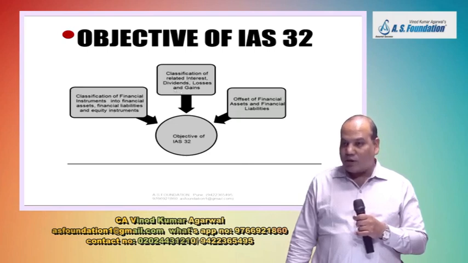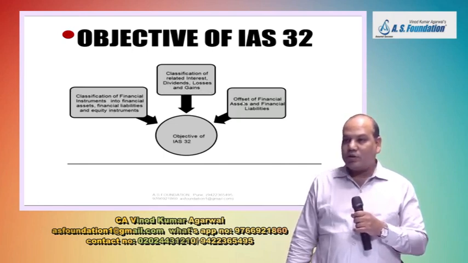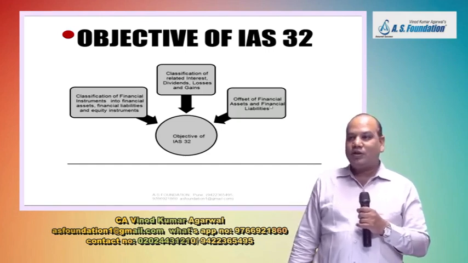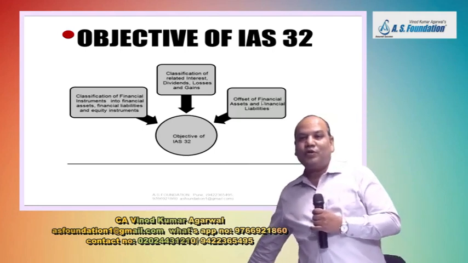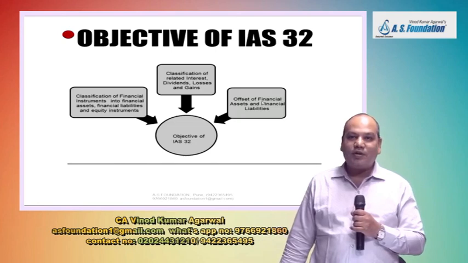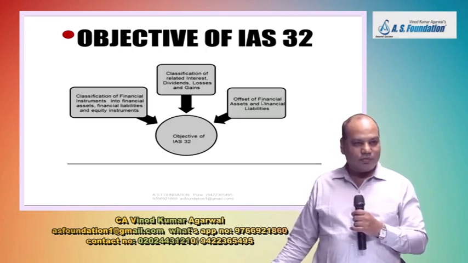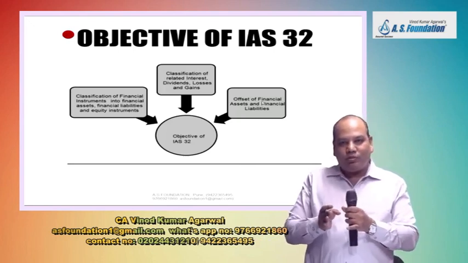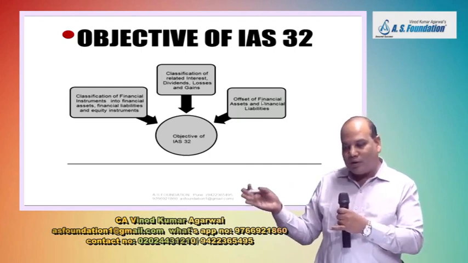Then how to recognize interest, dividend, gain or loss on a financial instrument. And we will also discuss in the last part whether we can set off or offset a financial asset against a financial liability. What do you mean by offset? Suppose I have a debtor also and I have a creditor also. A debtor is a financial asset, a creditor is a financial liability. Can I show a net amount? Yes? No? Depends. On what grounds can we set them off, and when can we not set them off, that we will cover under this standard.